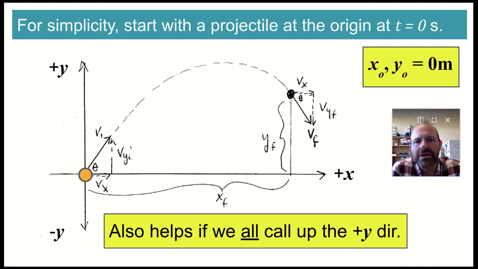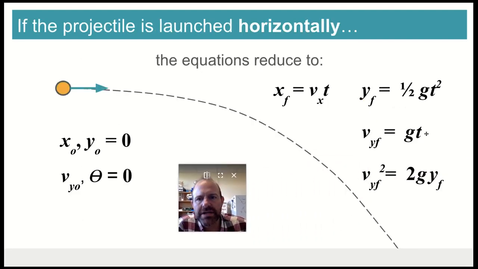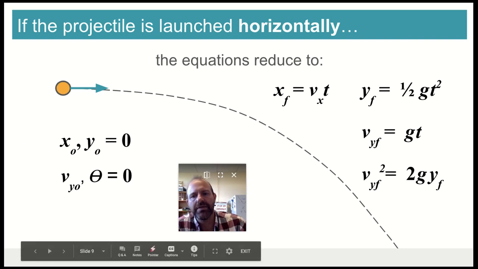So here's an example. If we start with the projectile at the origin, what we would call 0, and we call up positive y and to the right positive x. That's pretty standard. Then we have a starting place where we know what our zeros are. And this is usually kind of our convention. If the projectile is launched horizontally, the equations get really simple. We just have x final equals vx t, and y final is 1/2 g t squared as it falls down. Vy final is g t, and vy final squared is 2 g y final. That's, again, with the origin at its initial position and 0 angle.